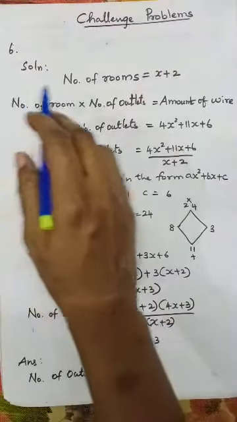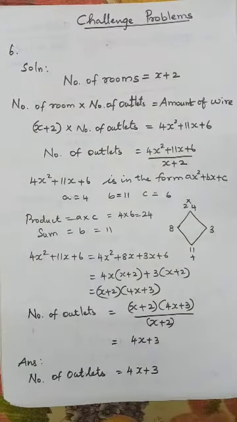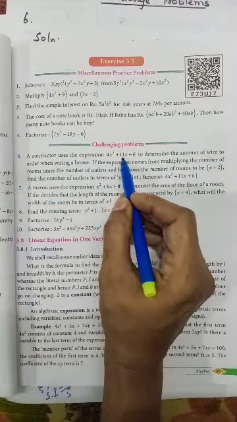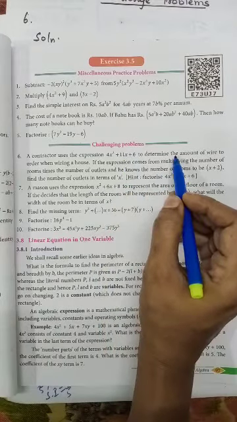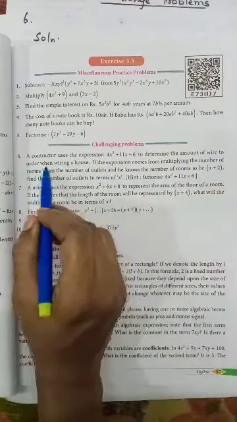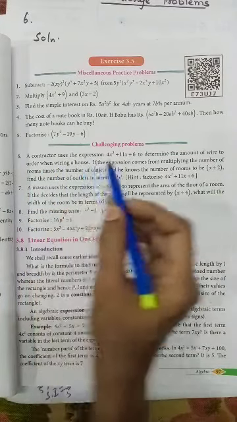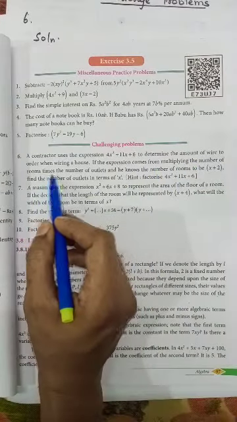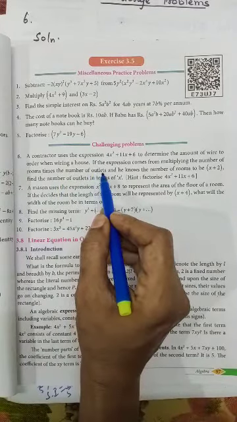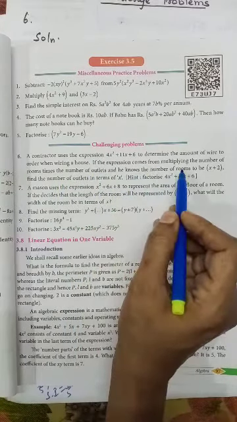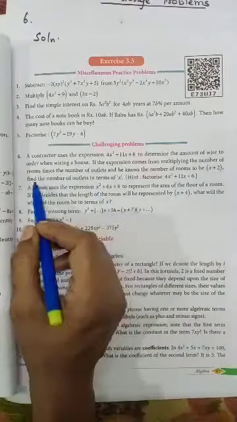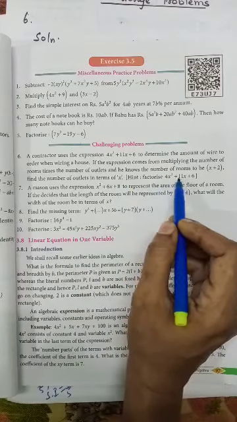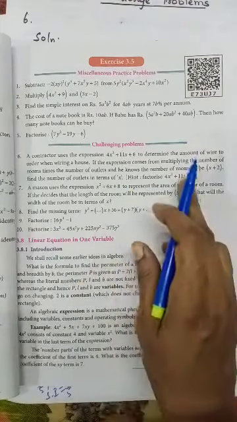Challenge problems. Sixth problem. We shall read the problem first. A contractor uses the expression 4x square plus 11x plus 6 to determine the amount of wire to order when wiring a house. If the expression comes from multiplying the number of rooms times the number of outlets, and he knows the number of rooms to be x plus 2, find the number of outlets in terms of x. Hint: factorize 4x square plus 11x plus 6.